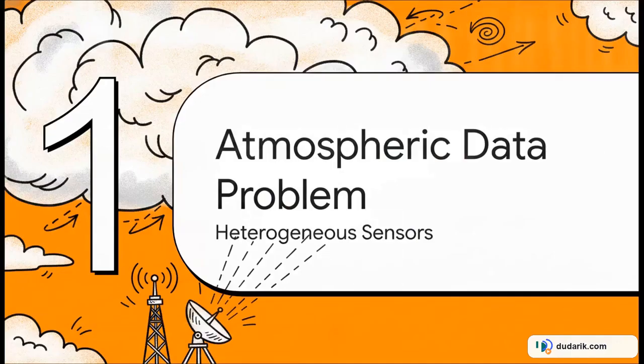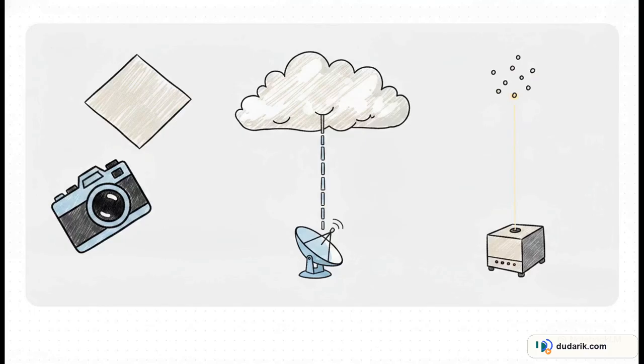Section 1. The atmospheric data problem, the challenge of heterogeneous sensors. So we first have to establish the core physical challenge here. Clouds are massive, 3-dimensional, and highly dynamic. But our ground-based instruments, they capture a really narrow, fatally mismatched slice of that reality.